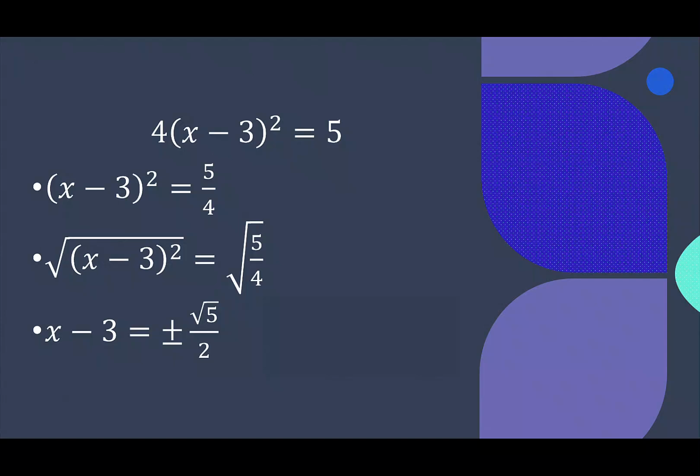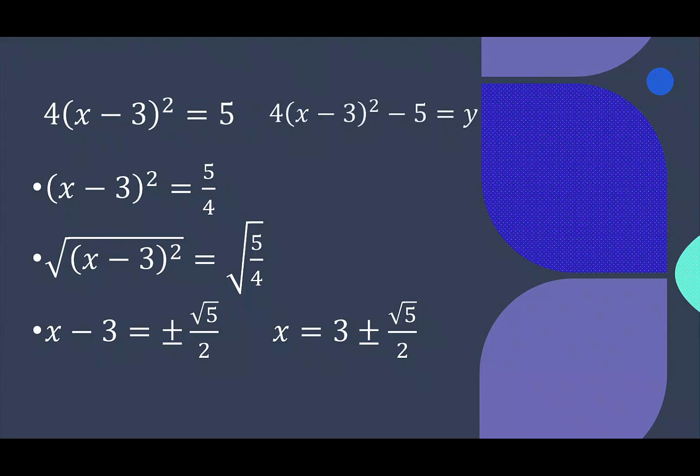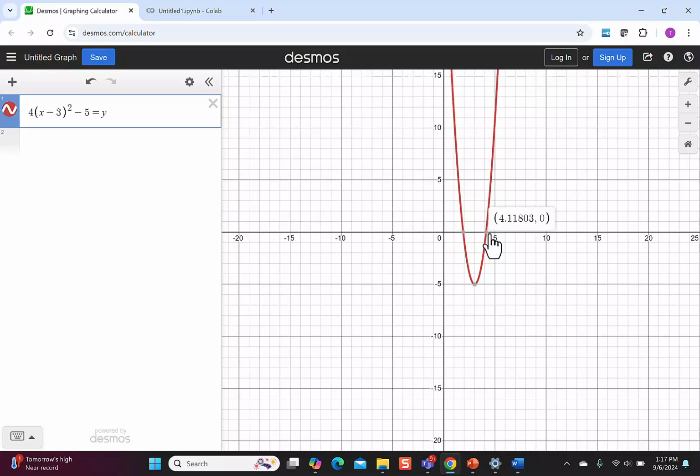On the right, I put plus or minus to show I have two solutions. I keep the square root of 5 in the numerator, but in the denominator, the square root of 4 is equal to 2. To isolate the x, I just need to bring the 3 over to the right. So my two solutions are 3 plus or minus the square root of 5 over 2. To check my solutions in Desmos, I want to write this as 4 times x minus 3 squared minus 5 is equal to y. So like before, I set the equation equal to 0, and I put a y where I had a 0. In my graph, I see two intercepts.